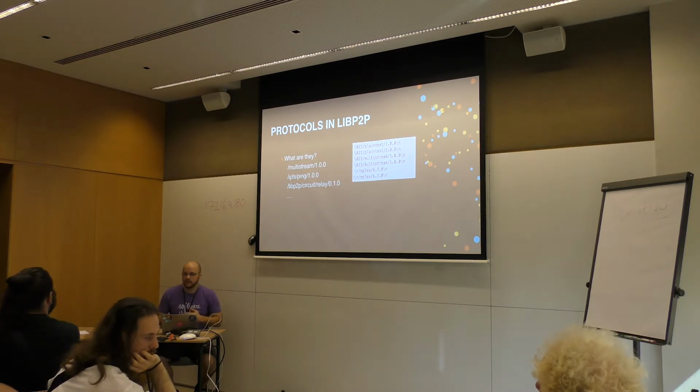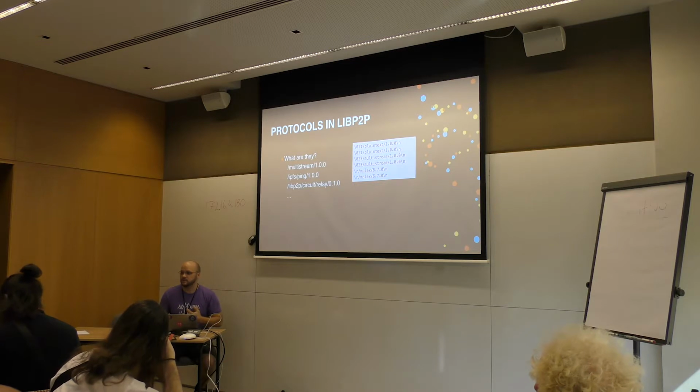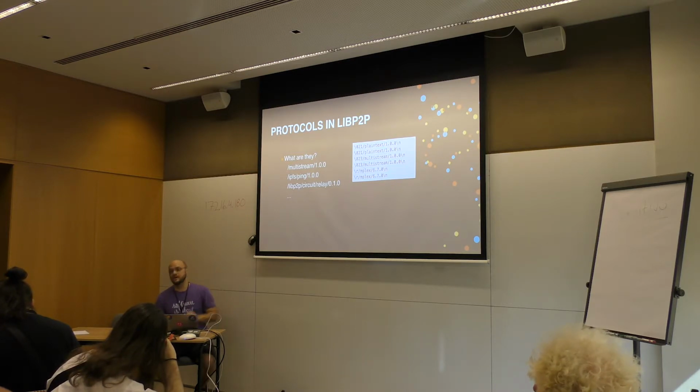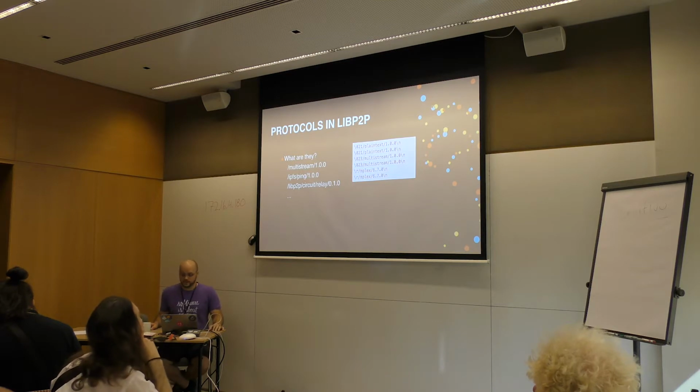If you're familiar with RESTful APIs, you can think of protocols like endpoints or paths in your system. And ultimately what you're going to do is register handlers for those paths. Multistream 1.0.0 is like the router for that. So ultimately it's deciding how our API is going to work and how we're going to negotiate those.